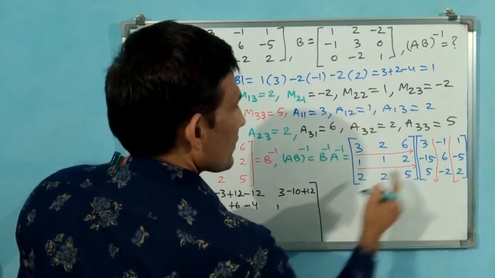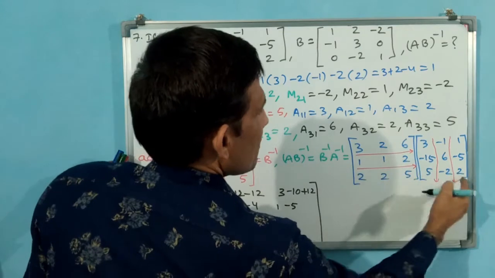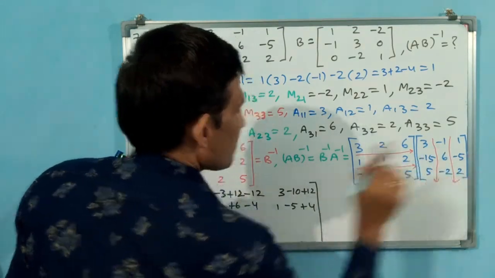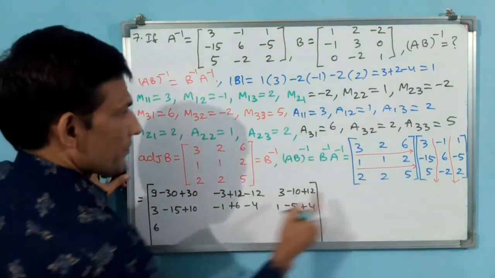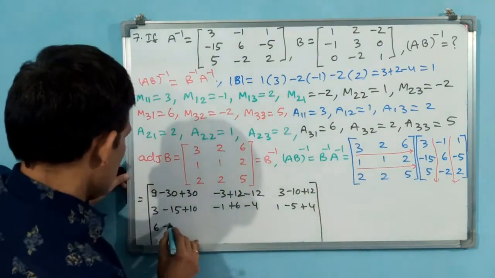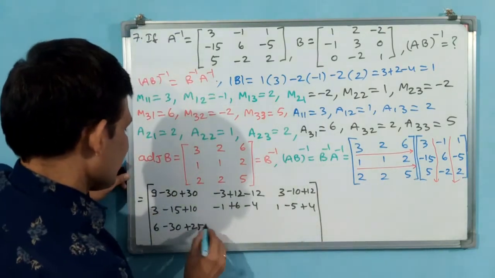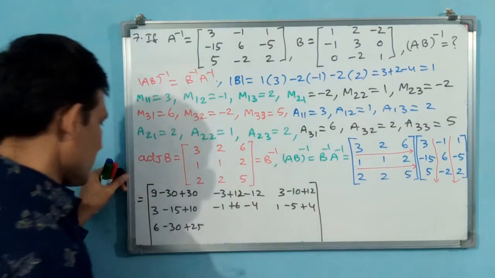1 minus 5 plus 4. Now again see the third one: 6 minus 30 plus 25. Is it okay? 6 minus 30 plus 25. Yes, okay.